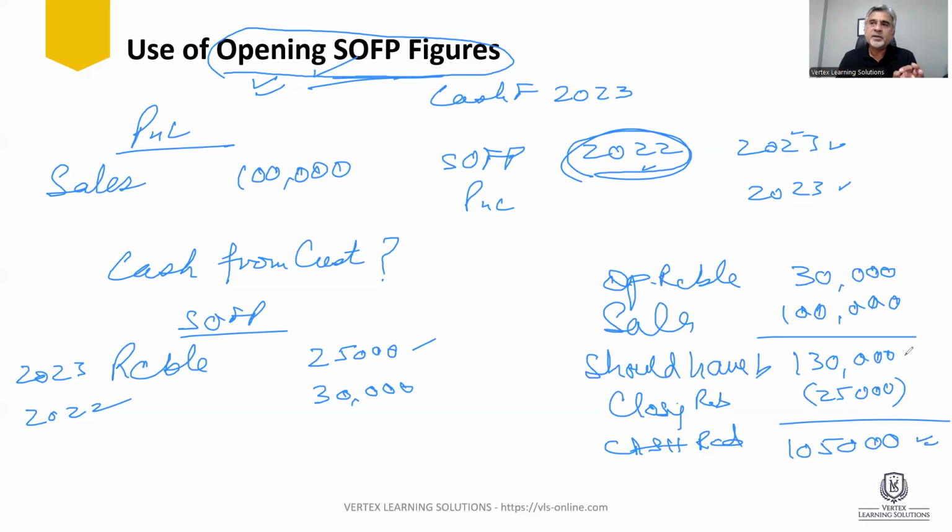The same way you will work out cash paid to suppliers. How much are your purchases in this year? Then opening payables and closing payables. How much tax have you paid? Very simple question I ask you.